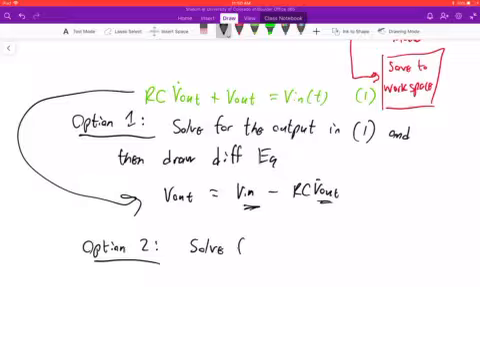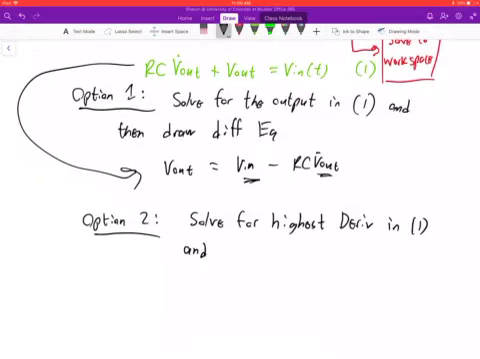Solve for highest derivative in V in, whatever the differential. You could have double dots, you can have triple dots, you'll just use more integrators, okay? And then draw the differential equation. Okay, so let's look at that.